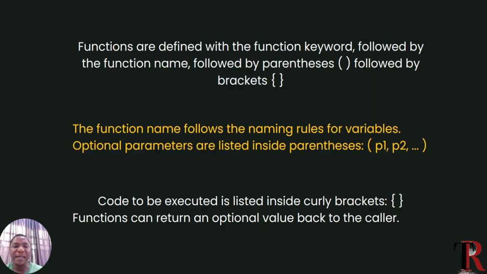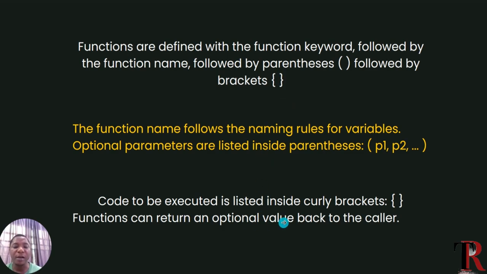Optional parameters are listed inside parentheses. So if your function is going to take parameters, which means if it is going to take values, you put those values inside the first parenthesis, which is this one. Code to be executed is listed inside curly braces, or brackets. You can call it curly braces or brackets. So the code that you want to execute, the task you want the function to perform, you put inside these curly brackets.